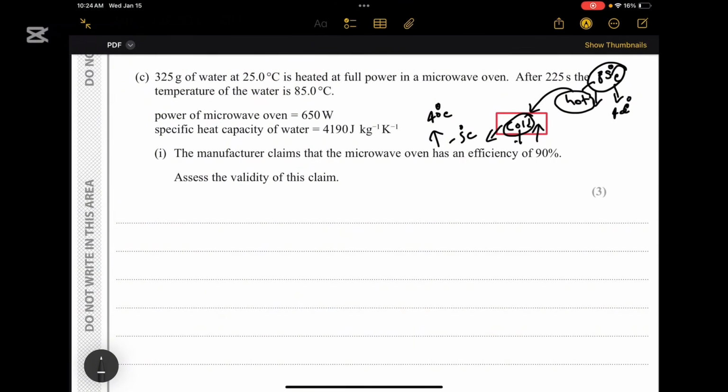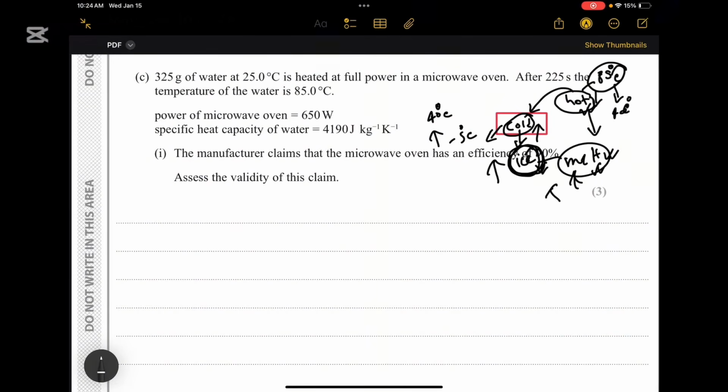Let's say this is not cold water. Let's say this was ice. If this was ice, then the hot water's temperature will decrease and the ice's temperature will increase. But before the temperature of the ice increases, the ice will melt first. After melting, when it becomes a liquid, at that time its temperature will increase.